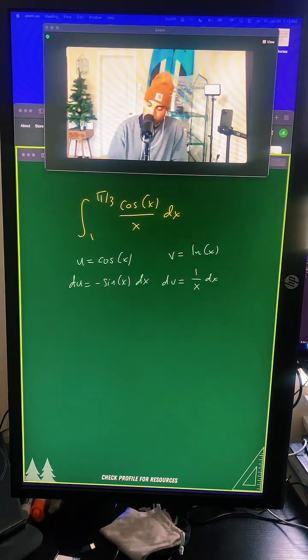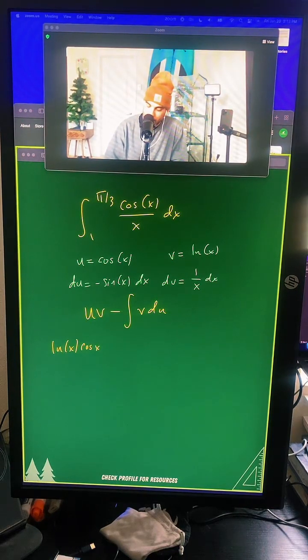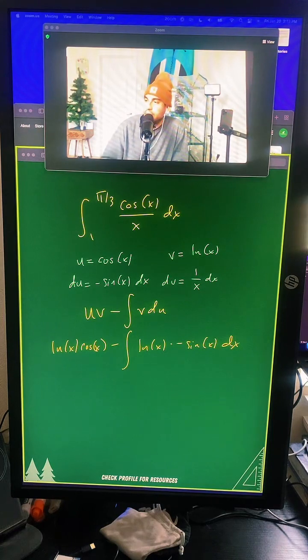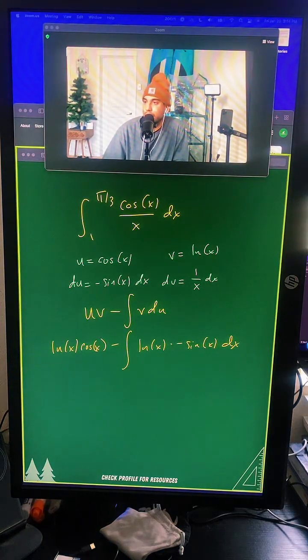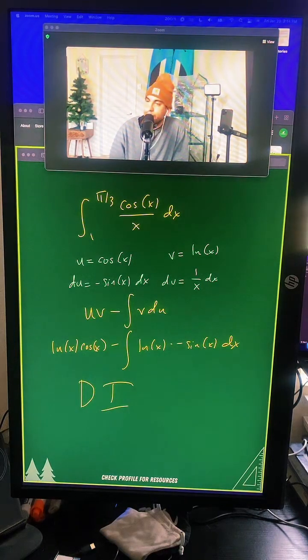If we do u-sub or integration by parts here, it's going to be uv, the ultraviolet voodoo. So it's going to be natural log of x times cosine of x minus the integral of natural log of x times negative sine of x dx. And you see how complicated that would be? It just wouldn't work. Okay, v, I believe, in terms of the DI method, is my I, the part that I integrate.